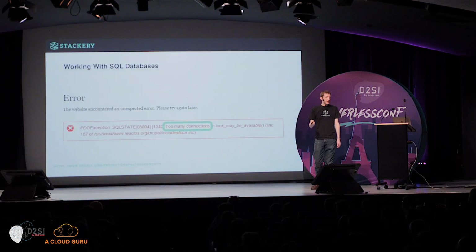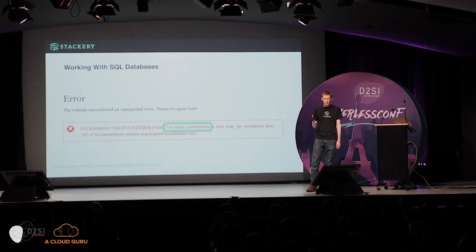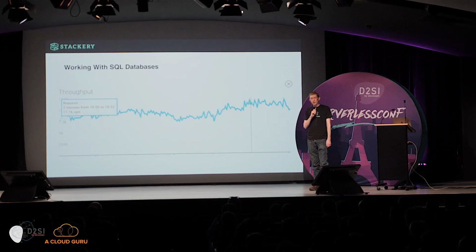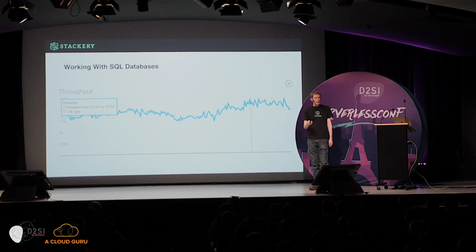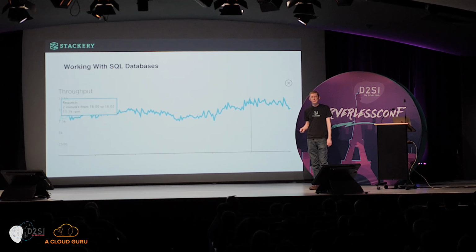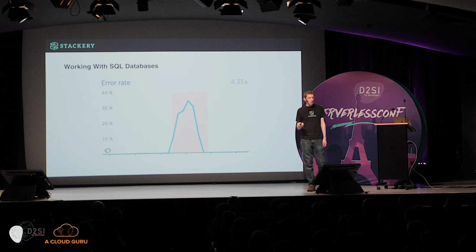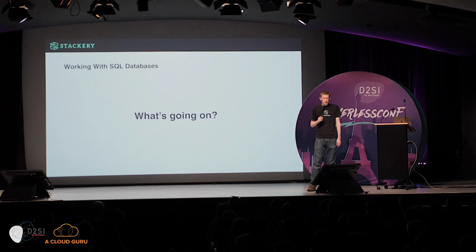So you push this out to production, and your users start to come back to you and say, hey, wait a minute, I'm getting these errors, something about too many connections. And you wonder to yourself, what's going on? I'm going to go check on our throughput, and I don't see any crazy throughput spike going on. But I do see a spike in our error rate. So let's figure out what's going on.